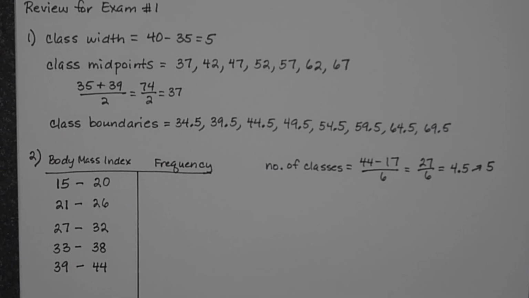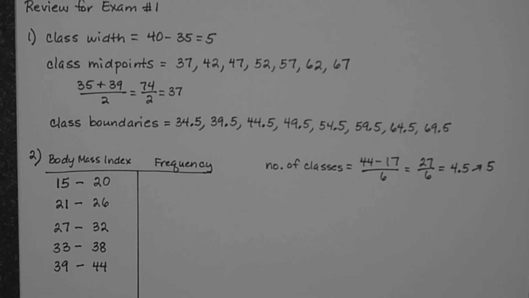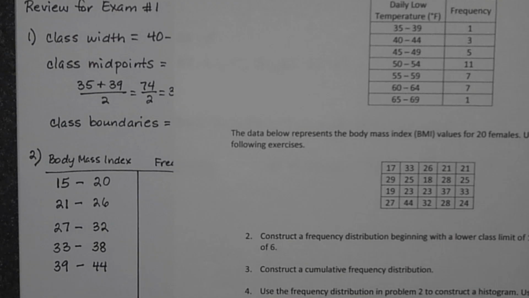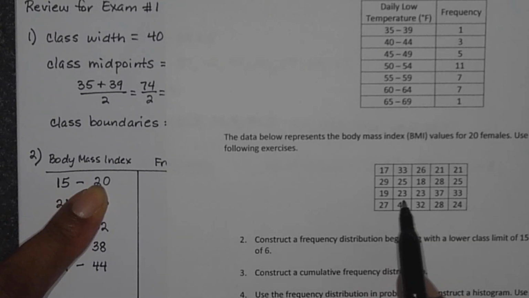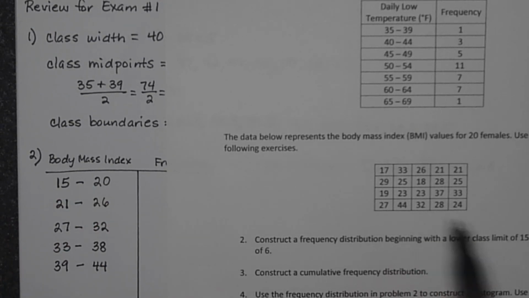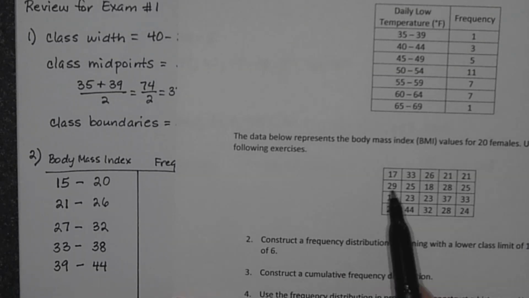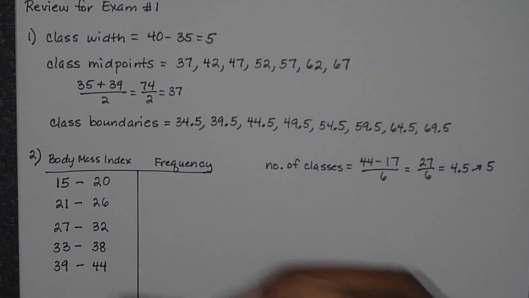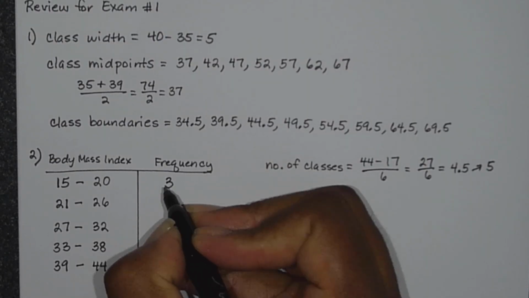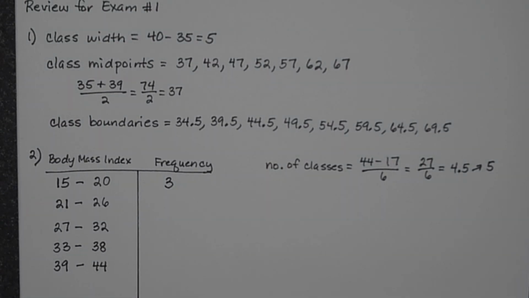All right, so now to find the frequency, we need to count how many data values from this table of data values are between 15 and 20, and that does include 15 and 20. Yeah, 1, 2, and 3. Because you got 17, 19, and then 18. So that means that there are 3 data values that are between 15 and 20.